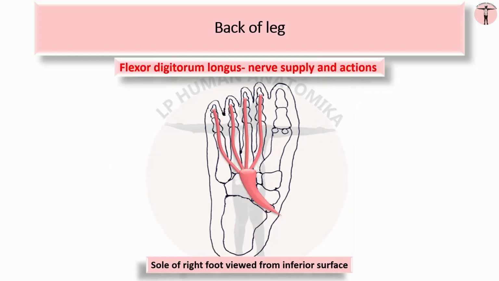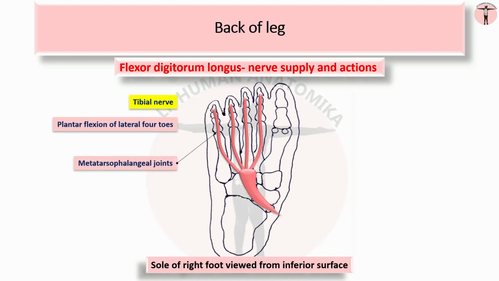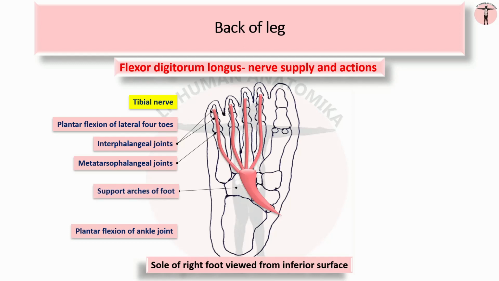Nerve supply and actions of flexor digitorum longus. It is supplied by the tibial nerve. It brings about plantar flexion of the lateral 4 toes at metatarsophalangeal joints and both interphalangeal joints. It helps in plantar flexion at ankle joint and provides support to the arches of foot.